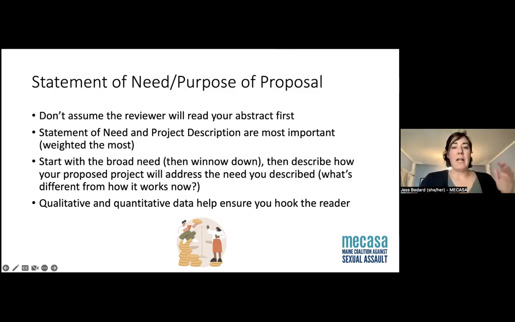Your statement of need and your project description are weighted the most. So they're the most important in terms of quality. You should try on every component, but know that in terms of scoring, these are going to really drive the score you're going to get.